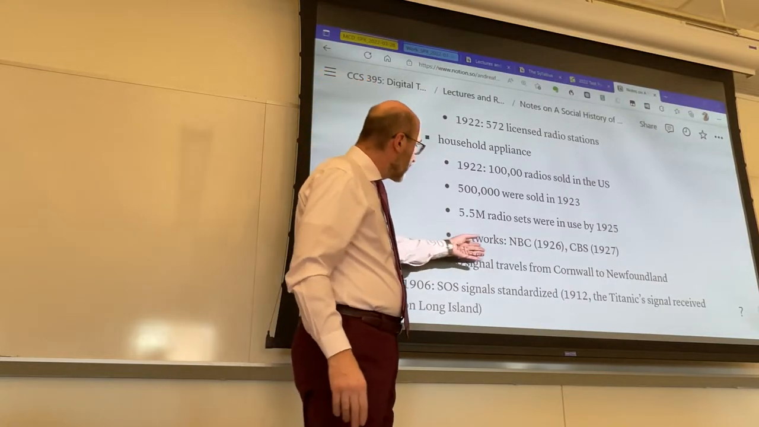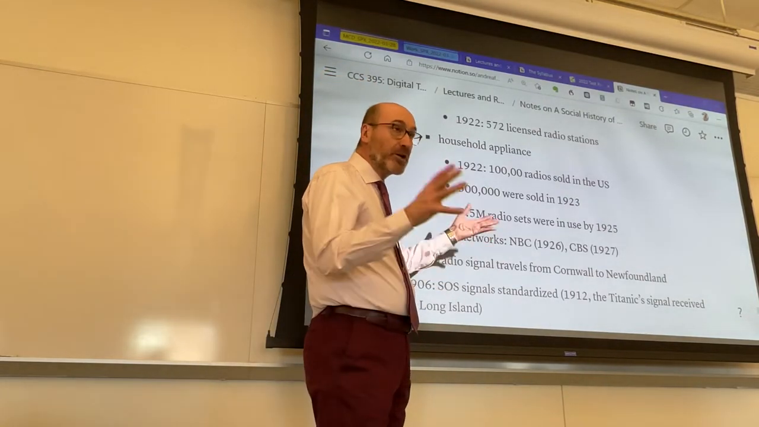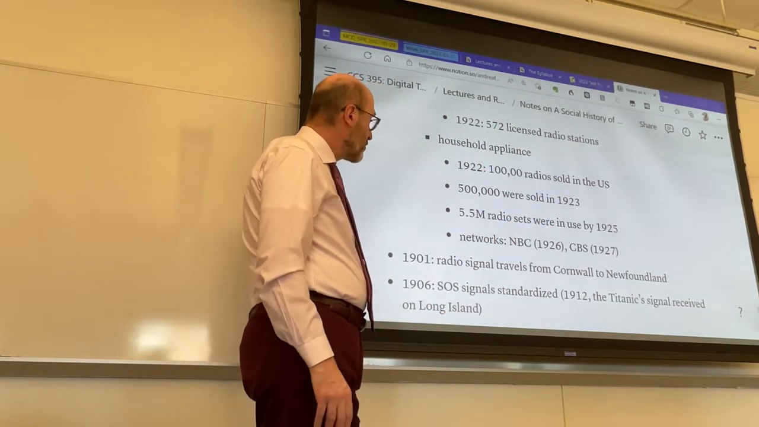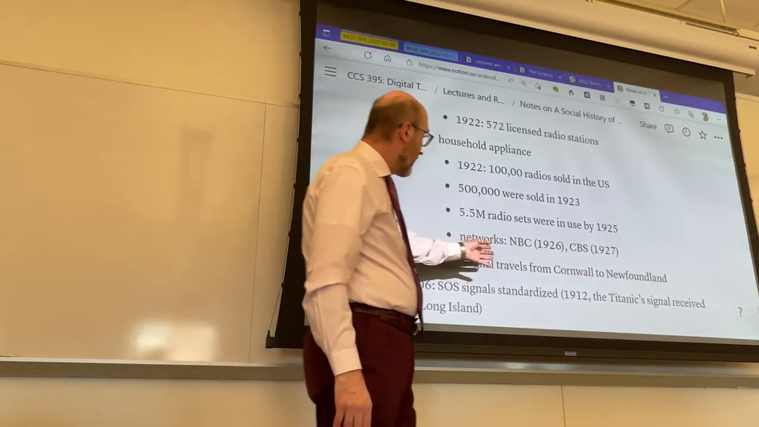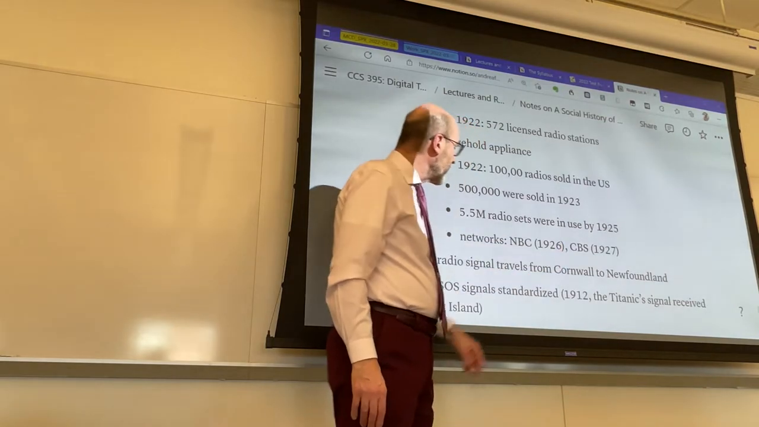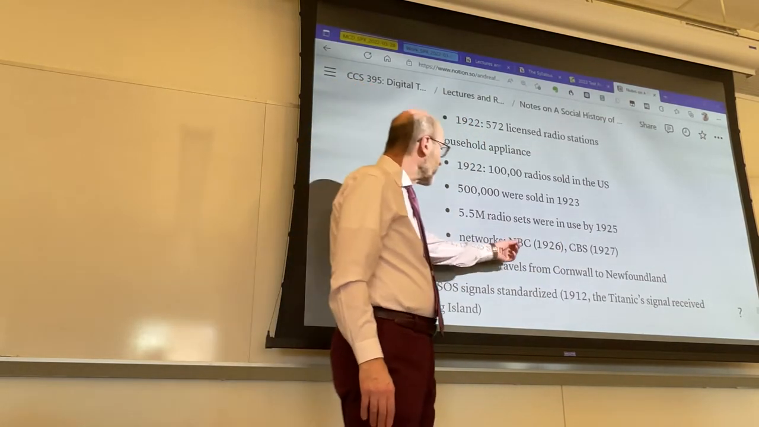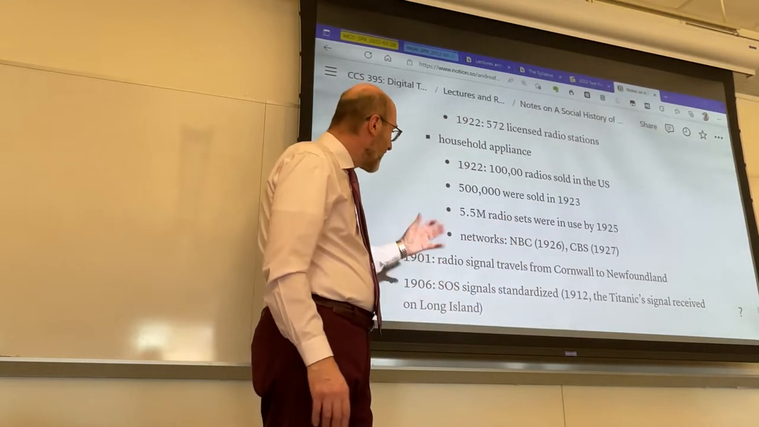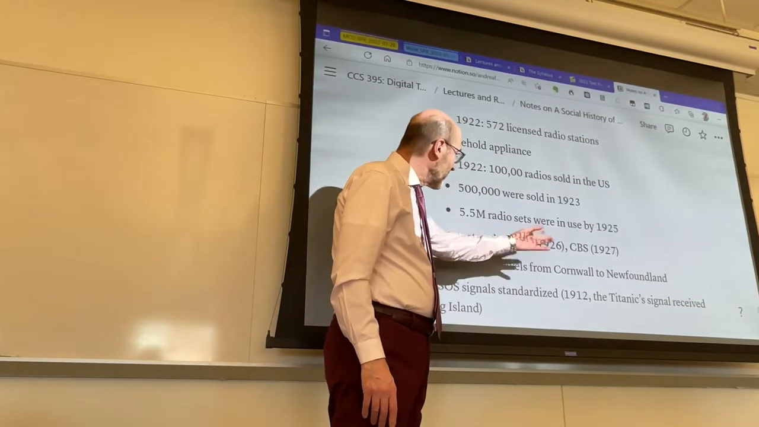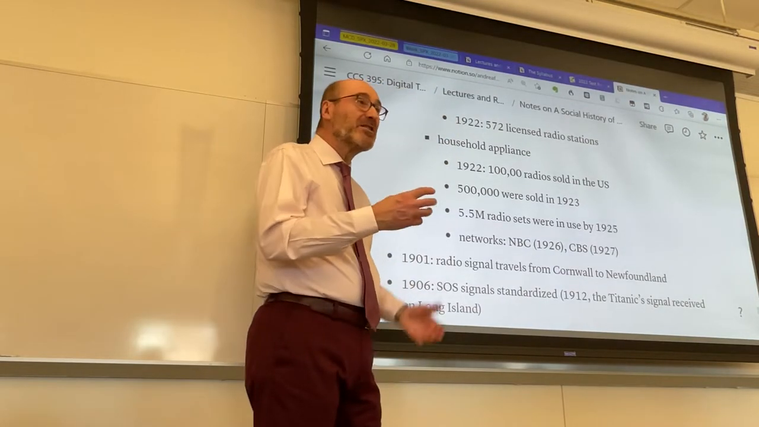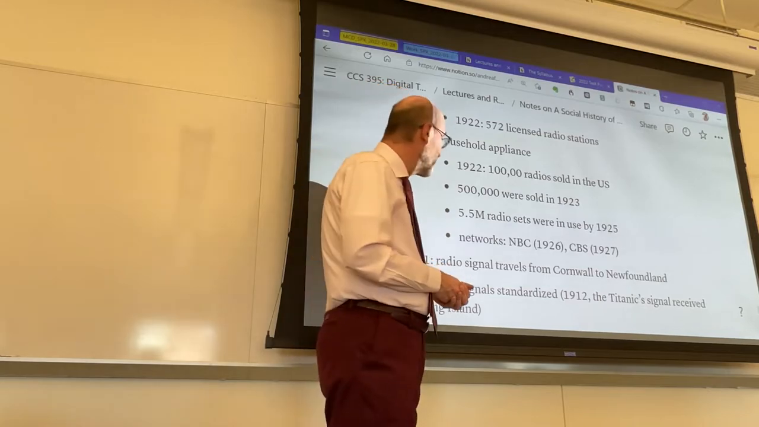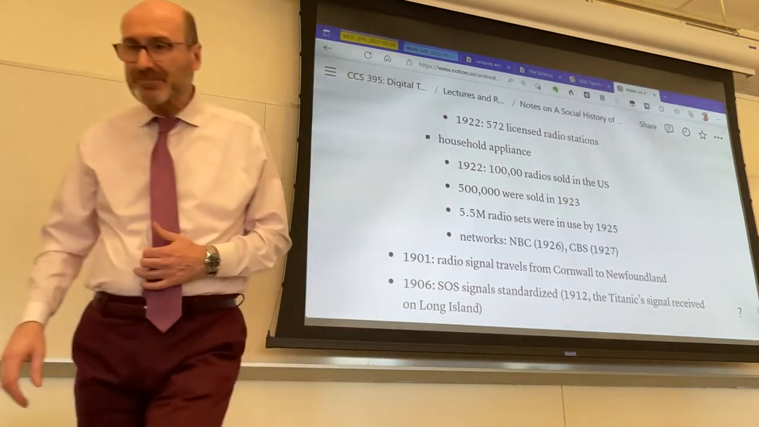You have the creation of networks of radios, right? These radio stations come together to share content. NBC, CBS are created in 1926 and 27. B is the key for the acronym of these companies, National Broadcasting Company, Columbia Broadcasting System, because those companies were created initially as radio companies and later became TV companies.